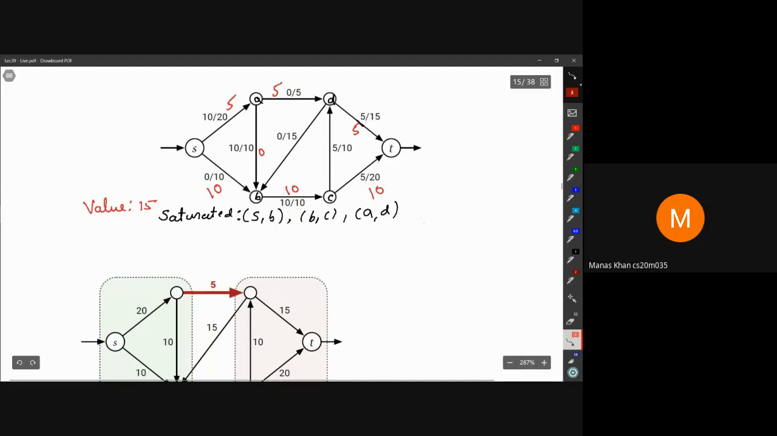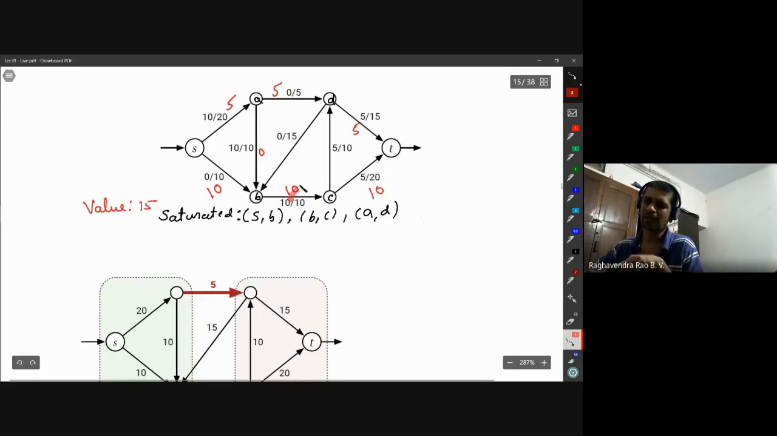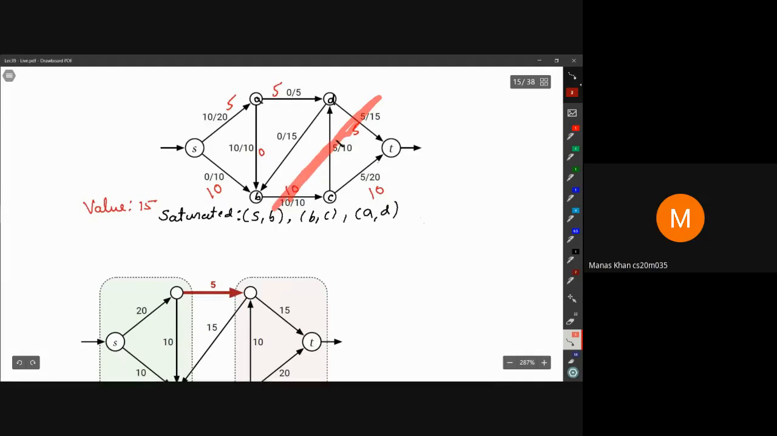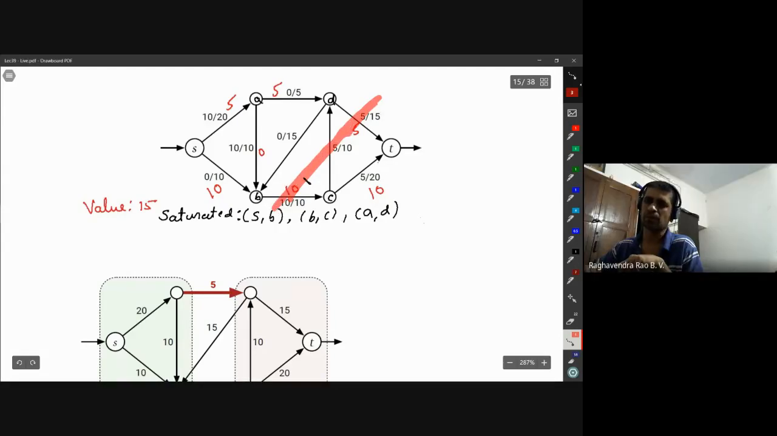We will have a cut where C and T will be on one side and the other vertices on the other side. I can have a cut of size 10, right? Yeah, exactly. This one, right? Yeah. So that's a cut.